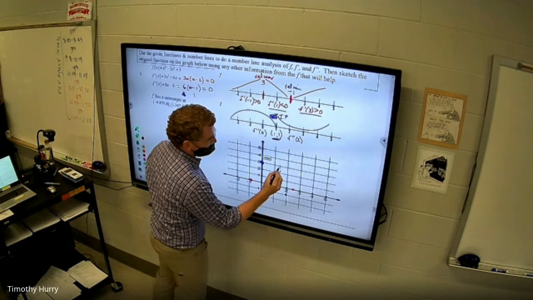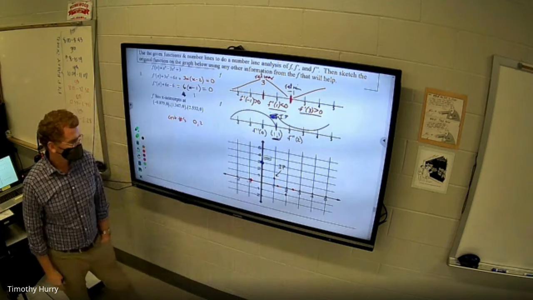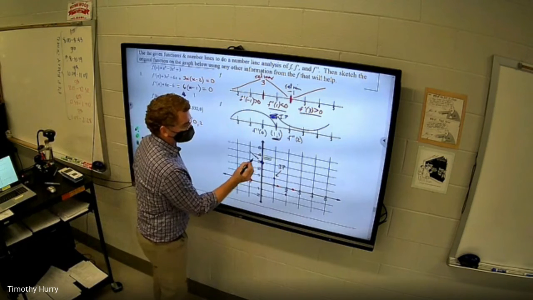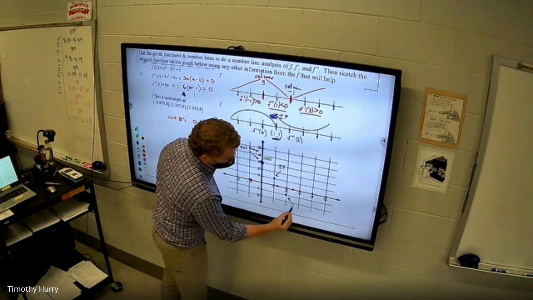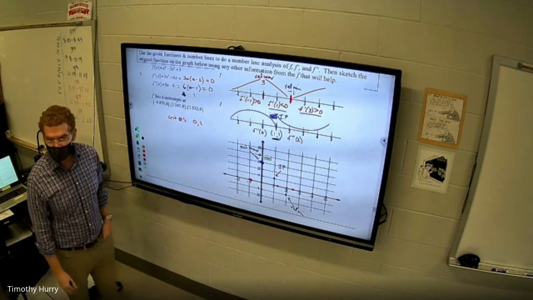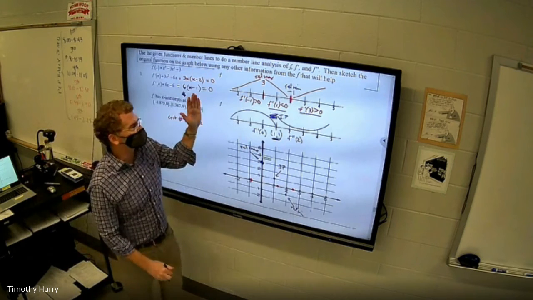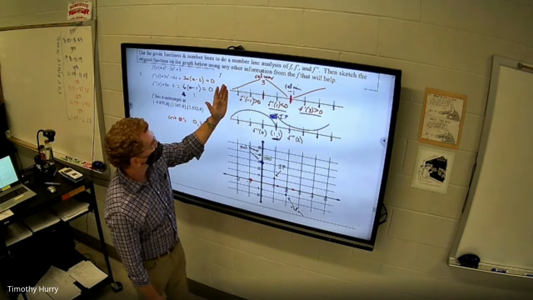So I'm going to write IP there, or POI, whatever. So I've got relative max, I've got relative min, I've got my x-intercepts. I bet I can do a decent graph. Now watch me flow from left to right. So as I'm looking from left to right, what should it be doing right here?